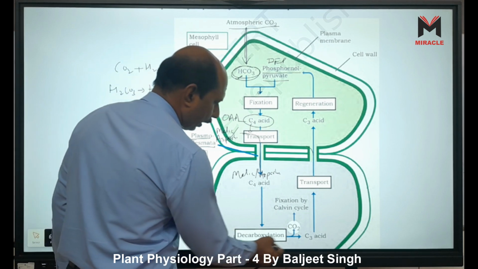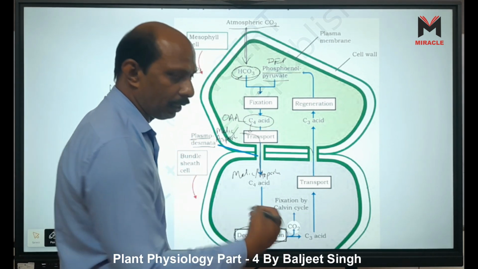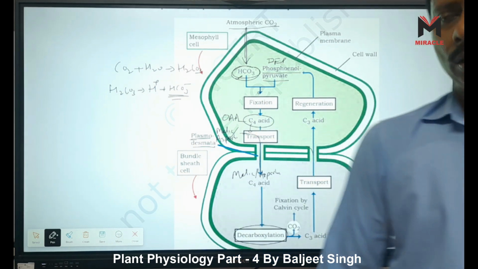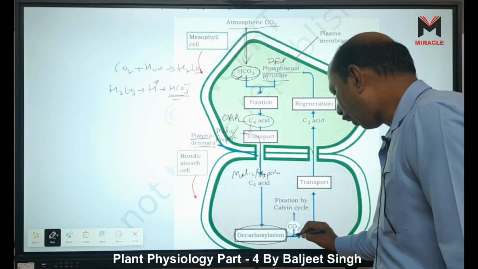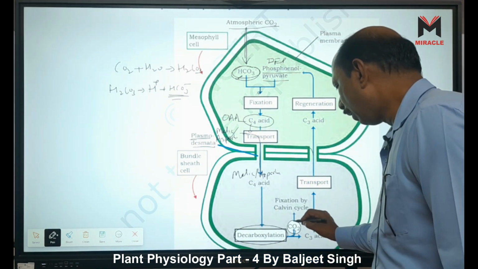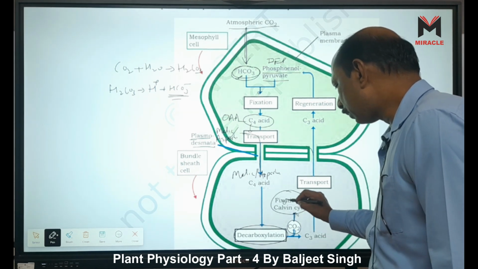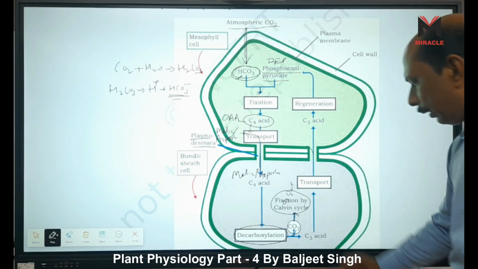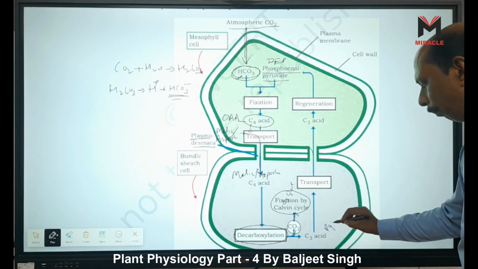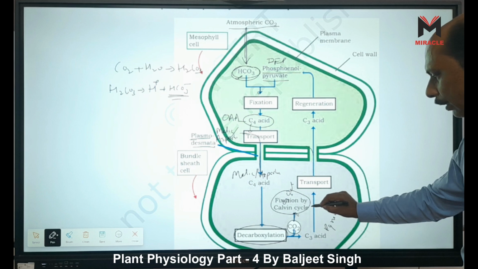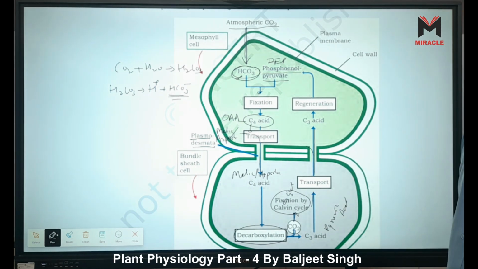Now decarboxylation occurs here, which means CO2 is released. When CO2 is fixed, it is called carboxylation. When CO2 is released, it is called decarboxylation. One molecule of carbon dioxide is released, and this molecule of carbon dioxide goes into the Calvin cycle, the C3 cycle. Pyruvic acid is formed, and this pyruvic acid is transported back to the mesophyll cell.